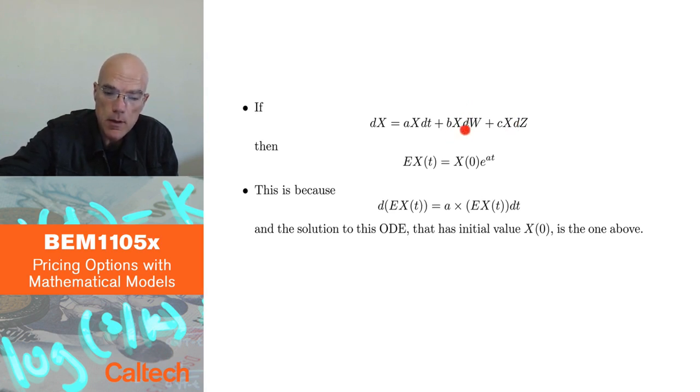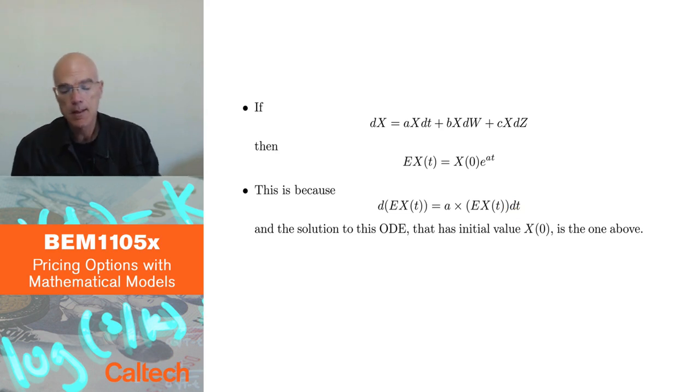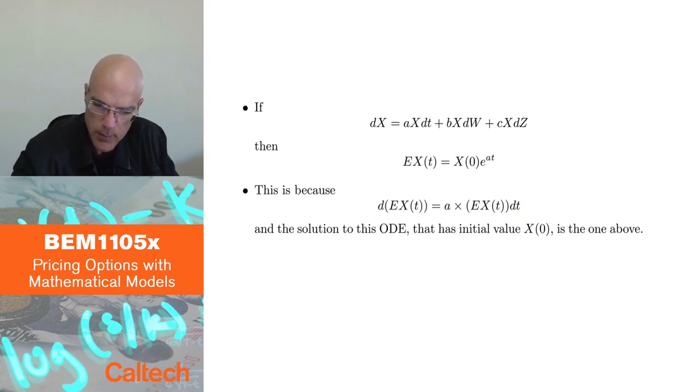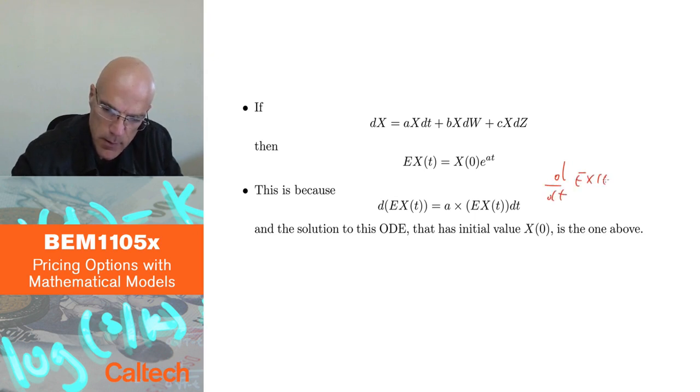This is because these are stochastic integrals and therefore martingales, so they will have expectation 0. They will disappear, and I will only have a times the expectation of x of t dt. Okay. But what is this? Well, I can write this as an ordinary differential equation. In the usual form, it would be divided by dt. I can write this as d/dt of E of x of t equal to a E of x of t.